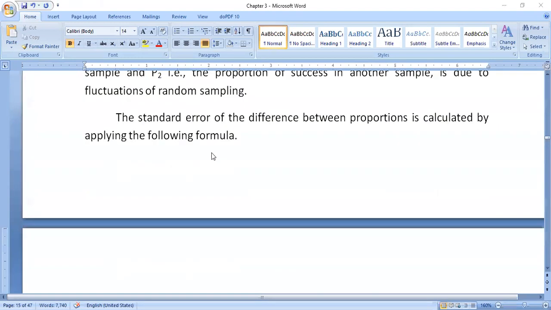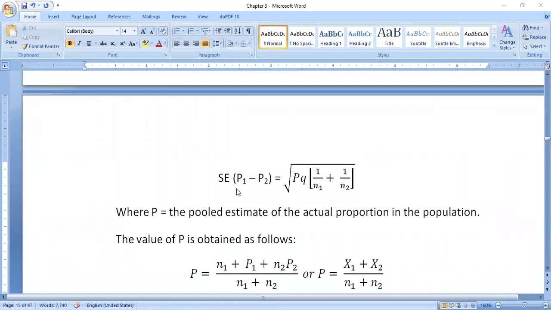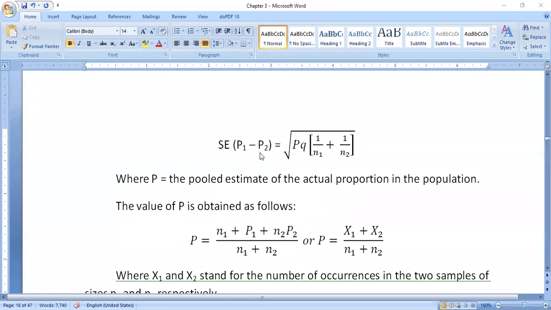Here you observe the formula: standard error of p1 minus p2 is equal to the square root of pq into 1 by n1 plus 1 by n2. This is an important formula you need to remember, where p is the pooled estimate of the actual proportion in the population. The value of p is obtained as follows. Here p1 and p2 are the two pieces of information. This is a formula you have to remember.